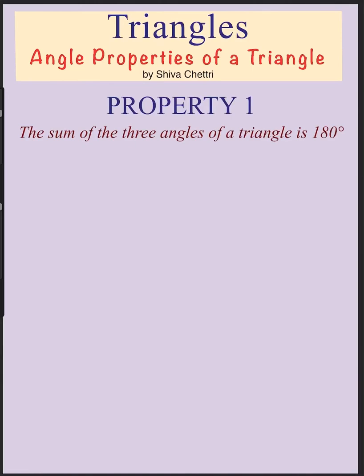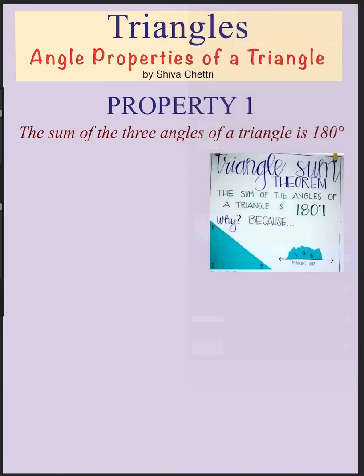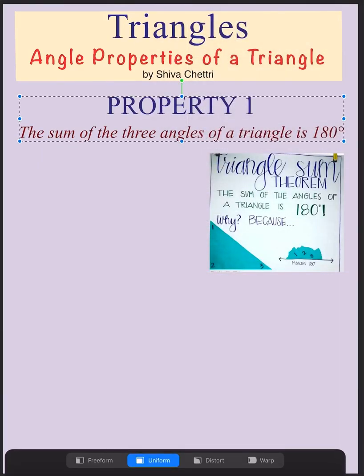The first property that we'll be discussing is that the sum of the three angles of a triangle is 180 degree. Means that if you add all the angles of a triangle, the total sum will be how much? It will be 180 degree. For this I have got one image for you all. You can just go through that.